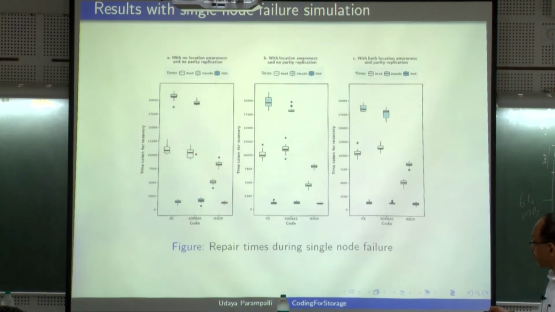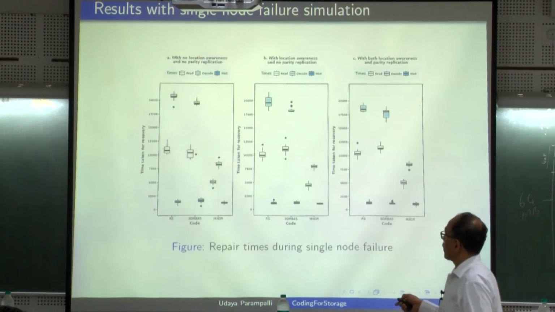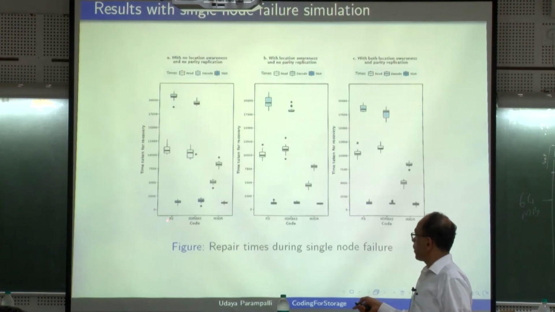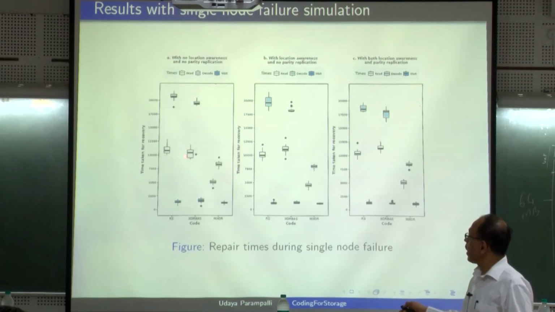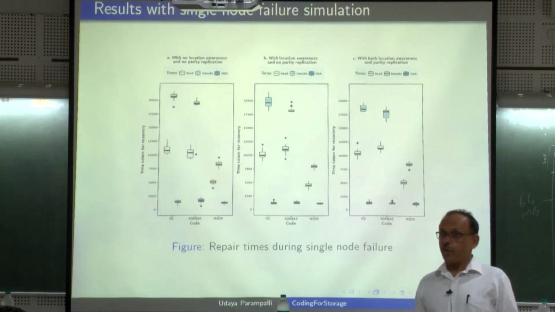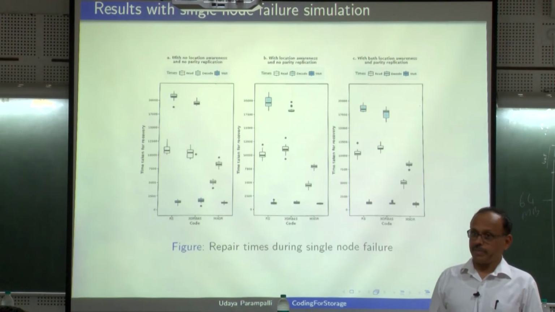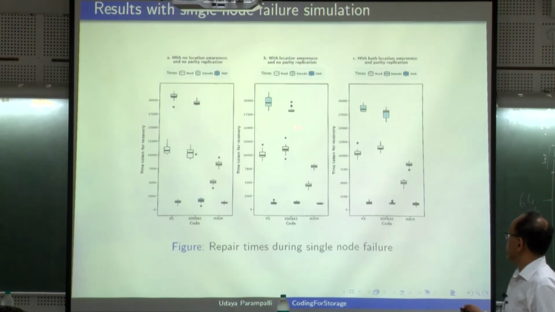Sorry, how to interpret this figure is this is actually between RS and Sorbus. So what I'm saying is the Sorbus code, even though it's a local one, its average is better than the RS, but there could be some cases in RS doing better than Sorbus. So that's why when you do these experiments, you will come to know the range of values.